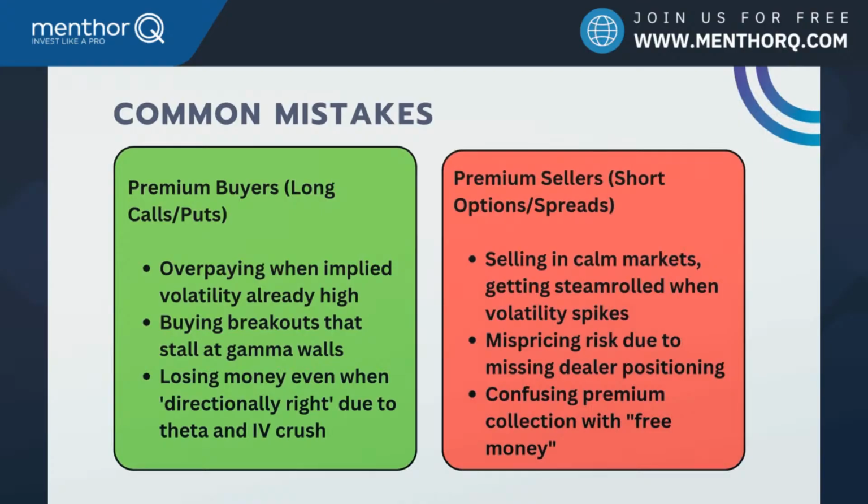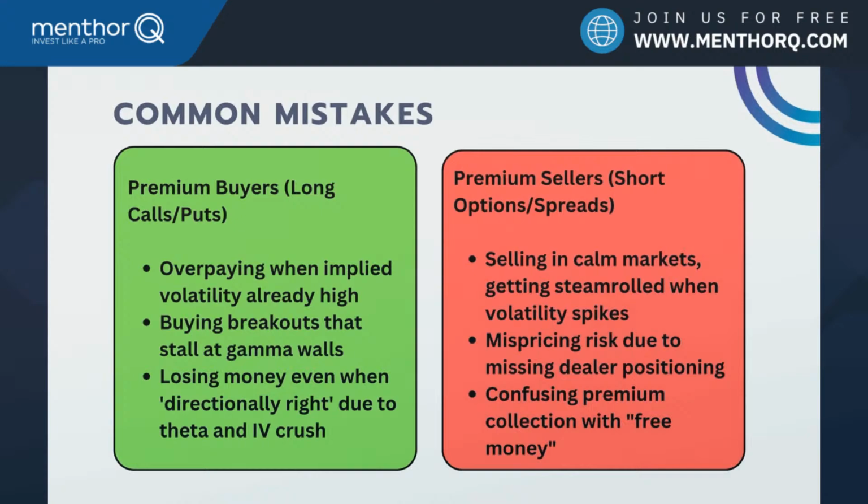Some of the mistakes, again, we want to go over this pretty fast. For people who are buying options, most of the time you're overpaying. You're buying when implied volatility is very high. You are buying into breakouts, so you're buying when we have strong gamma walls that are causing resistance. You can lose money even if you get the right direction, because you're miscalculating theta or an IV crash, and you could lose money on your premium. This is what happened with the GameStop saga. A lot of investors were buying call options. The price was still going up, but they bought at the highest point of implied volatility. So you still lose money on the premium.